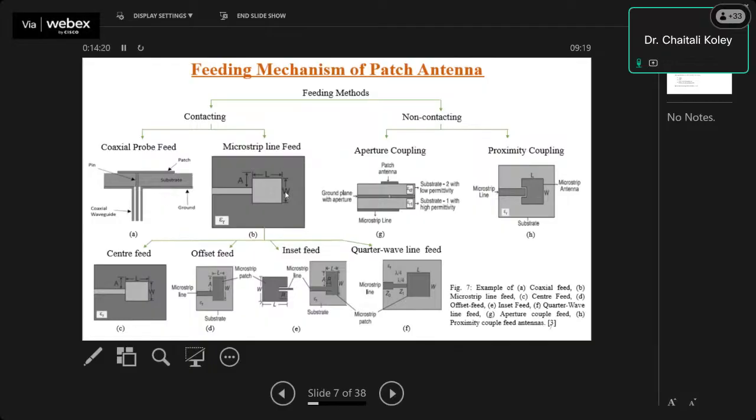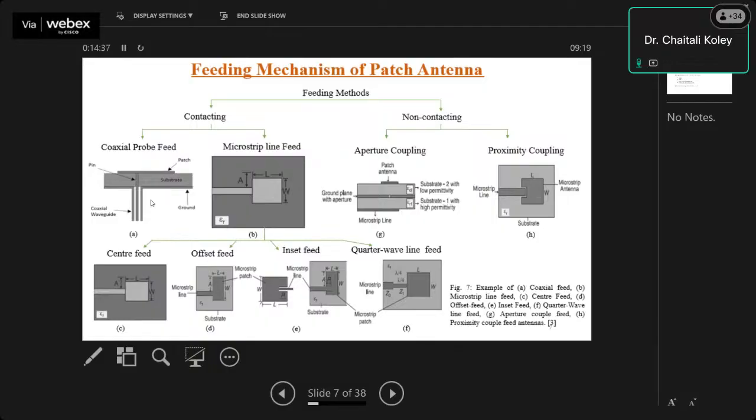And this is basically the microstrip line feed. By means of this line, we can connect to the patch. If you see, this is one type of it. It is also touching the square patch, so that's why it is known as the microstrip line feed.